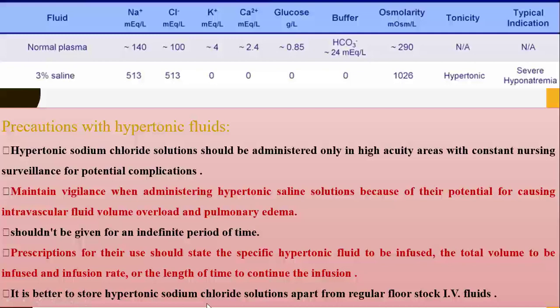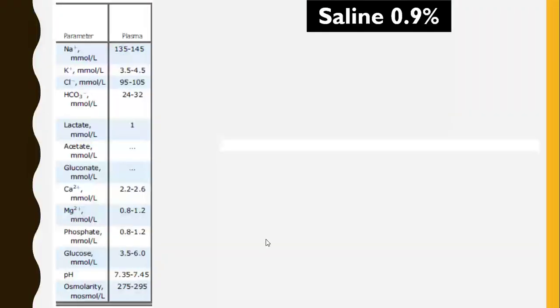It's better to store the hypertonic sodium chloride apart from the regular floor stock IV fluids, and this will apply to all the fluids which will act on the cell, because the cell means the brain cell. Any sudden inflation or contraction of the brain cell may harm the patient a lot.